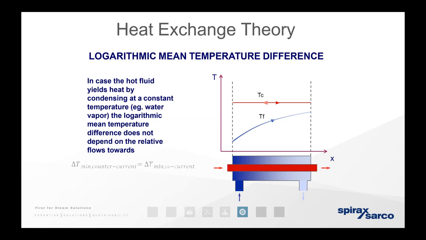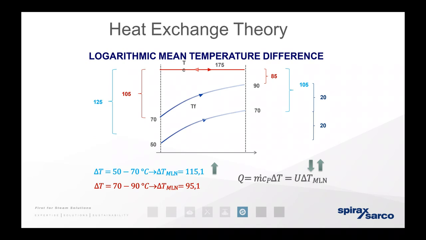In this case, the hot fluid yields heat by condensing, giving up its enthalpy at constant temperature, for example water vapor. The logarithmic mean temperature difference then does not depend on the relative flow directions. So you have delta T MLN counter-current equals delta T MLN co-current. So again, the logarithmic mean temperature difference.